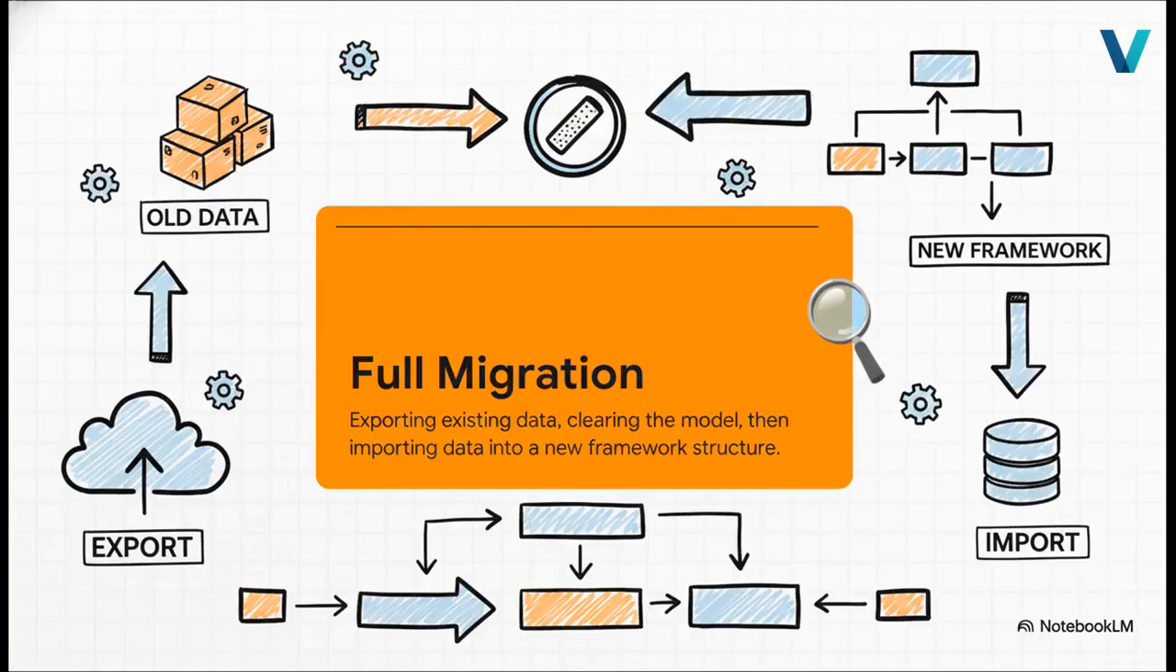So, what does a full migration really mean? It's a total teardown and rebuild of your model structure. You'll export all your current data, as a backup of course, then you wipe the model completely clean, load up the new framework, and then, very carefully, bring your data back into that new structure.